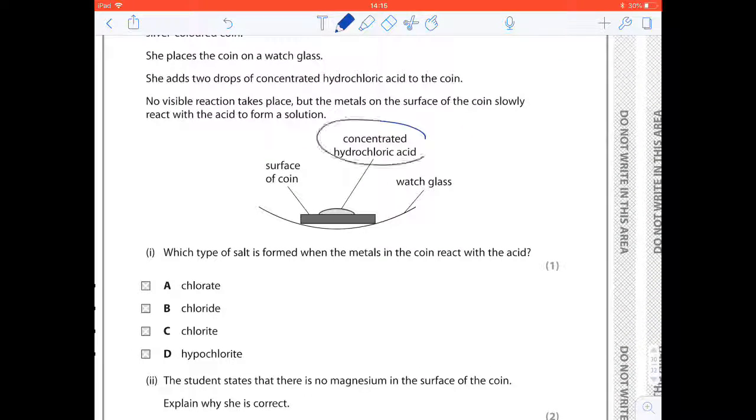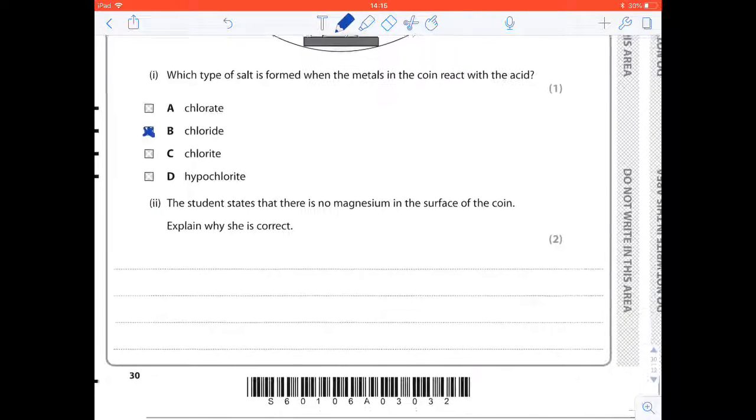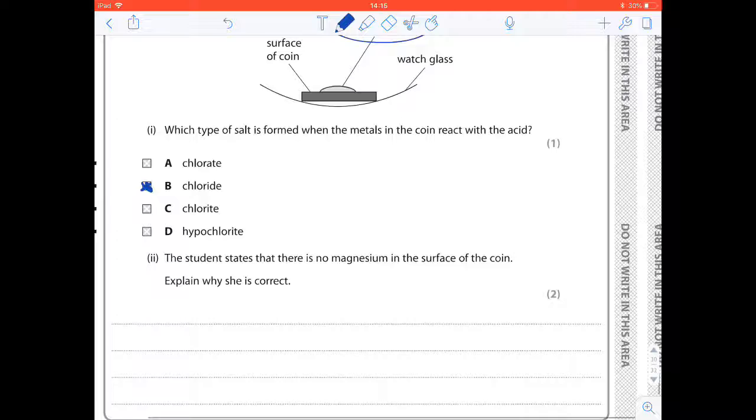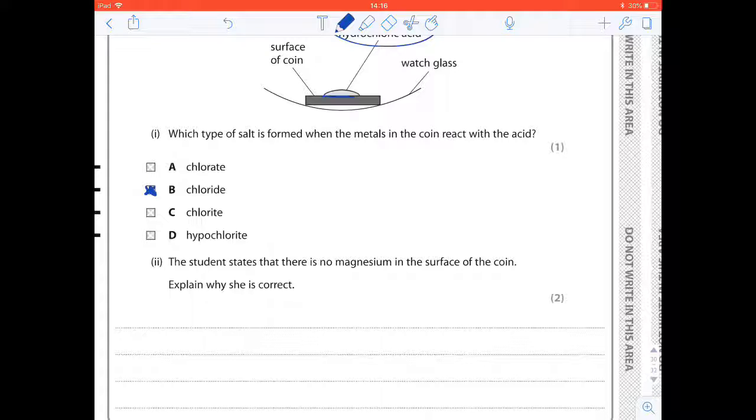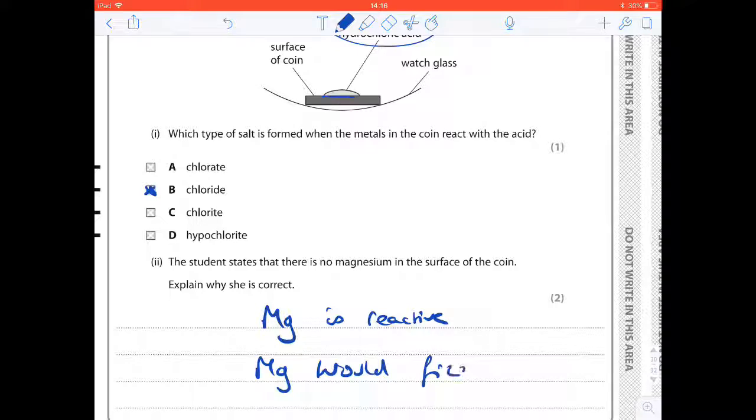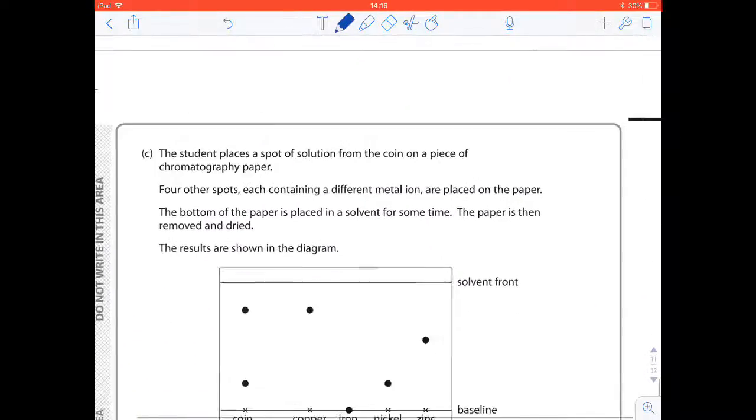Then identifying that hydrochloric acid always produces a chloride was the next bit, which lots of people got. Magnesium is quite a reactive metal, so if there was magnesium at the surface of the coin, we'd expect the magnesium to fizz, which is really all you had to say. So it was just that Mg is quite reactive, and therefore you'd expect Mg would fizz or react violently, or words to that effect.